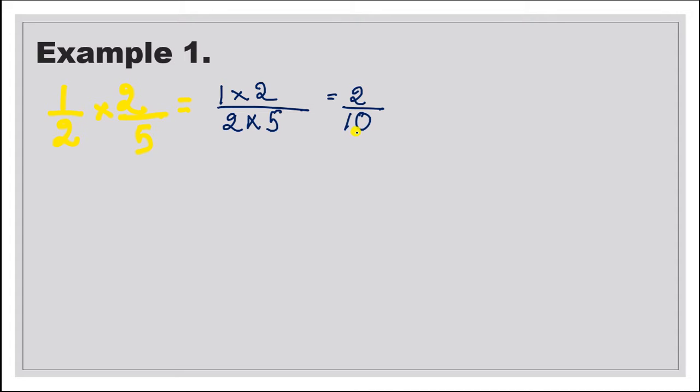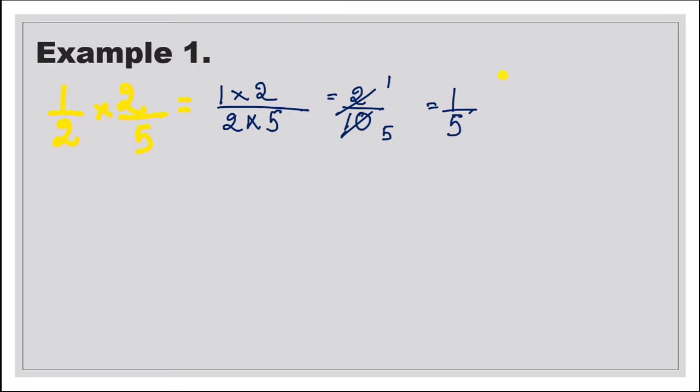Now, as we know, if we can simplify the fraction, then we will do it. Here 2 by 10 can be simplified with the number 2. So let us simplify the fraction. We get 1 by 5. So this is the answer. Therefore 1 by 2 into 2 by 5 gives us 1 by 5. Now this is the first method which we have learned.